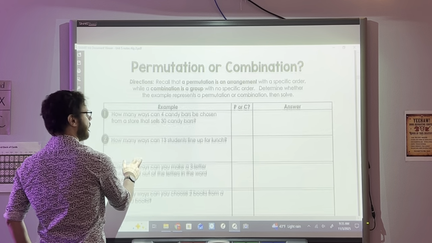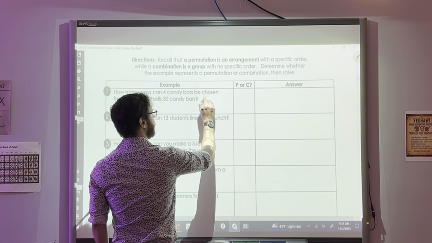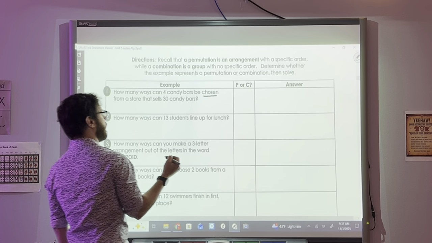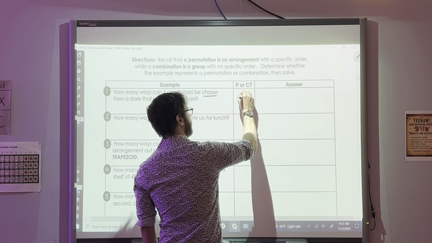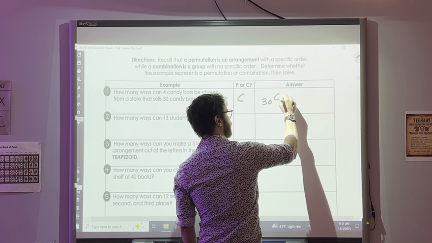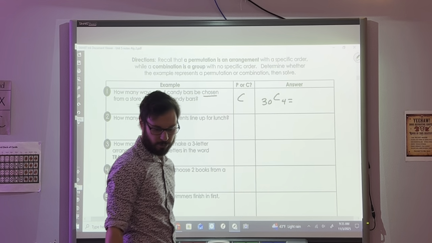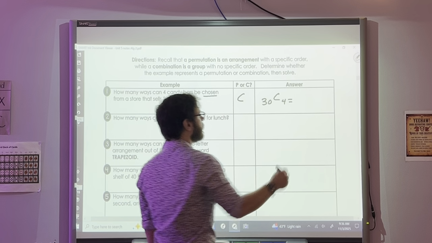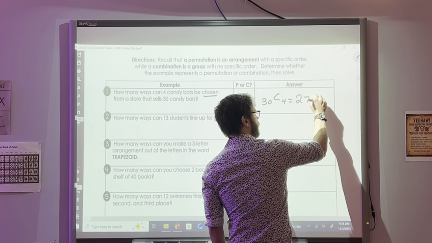How many different ways can 4 candy bars be chosen? A store sells 30. It's going to be C, 30 choose 4. We do that in our calculator. I bet it's a big number. 27405.